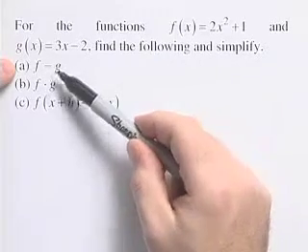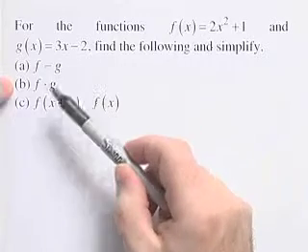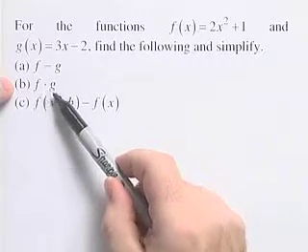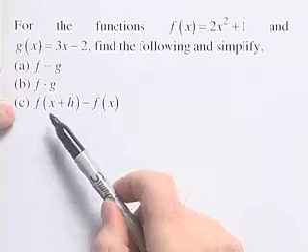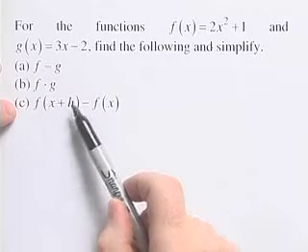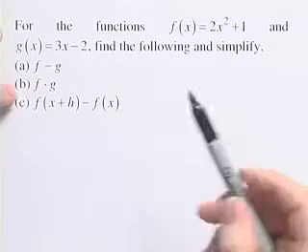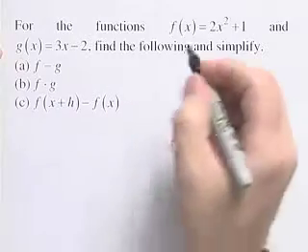Part A, we want to find the difference of the two functions, f minus g. Part B, we want to find the product of the two functions, f times g. And in part C, we want to find f(x + h) − f(x). So we'll start with part A.